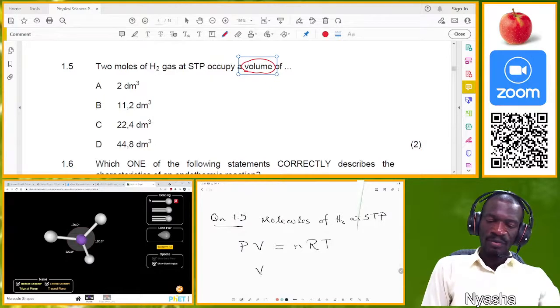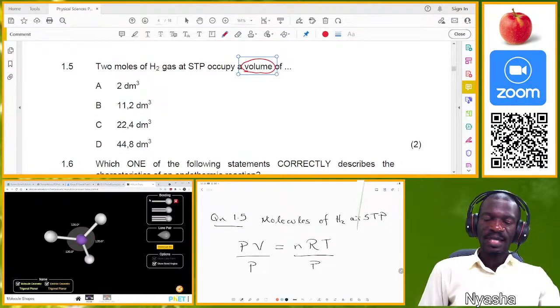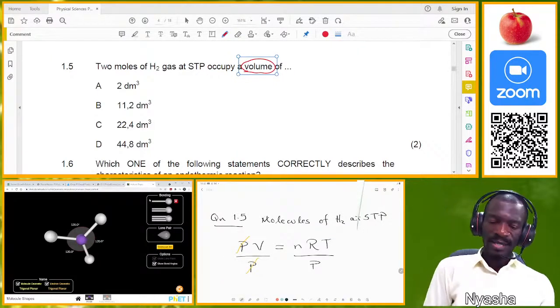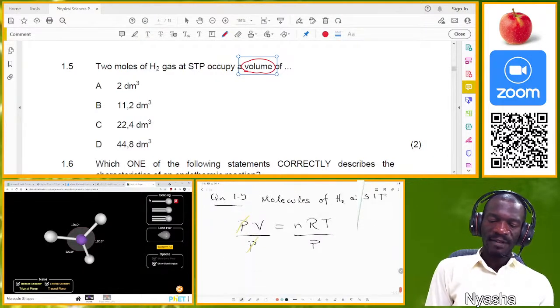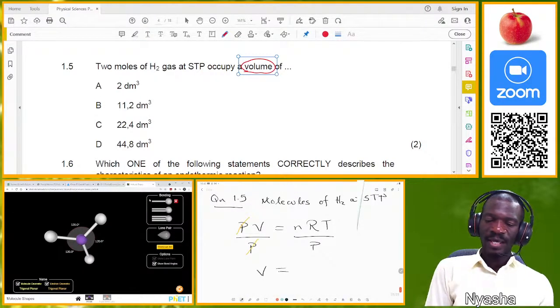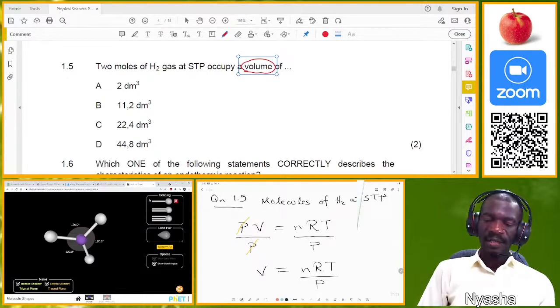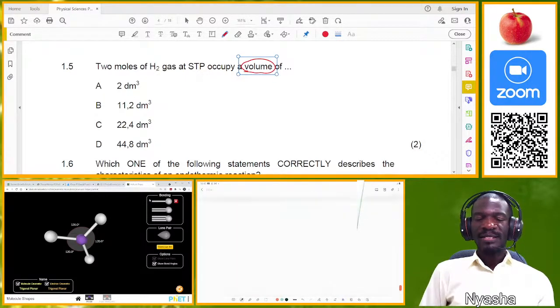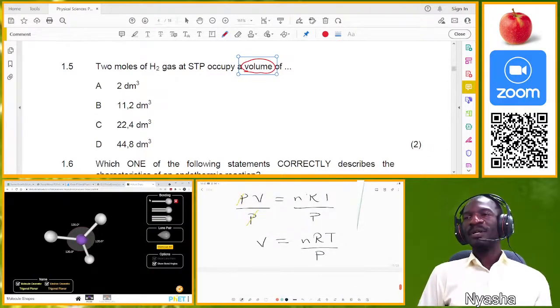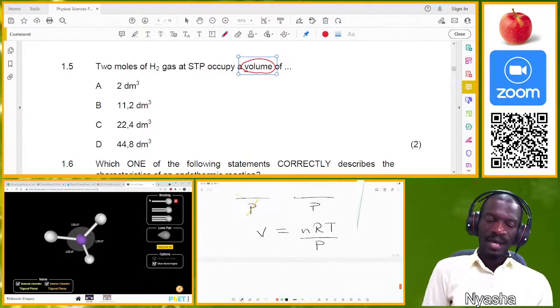So if you divide both sides by P, the P's on the left-hand side will cancel out. In the end, you have the volume being equal to nRT over P. So, it's time to substitute values now.